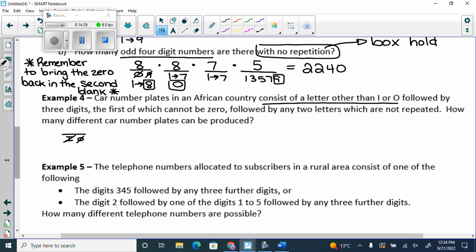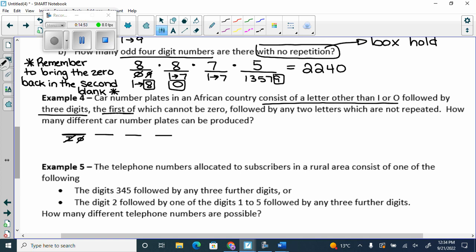Okay? So here we have car number plates in an African country consists of a letter other than I or O. Here's a letter. It can't be I or O. Boom. Did my one blank. Moving on. Followed by 3 digits. 3 digits gives me how many blanks, guys? 3. So we get digit, digit, digit. Then we keep reading.